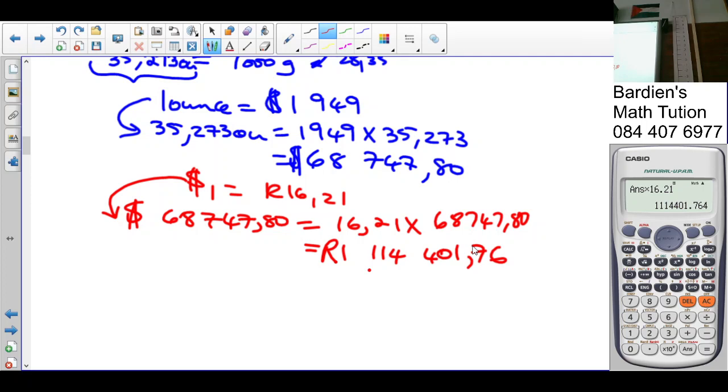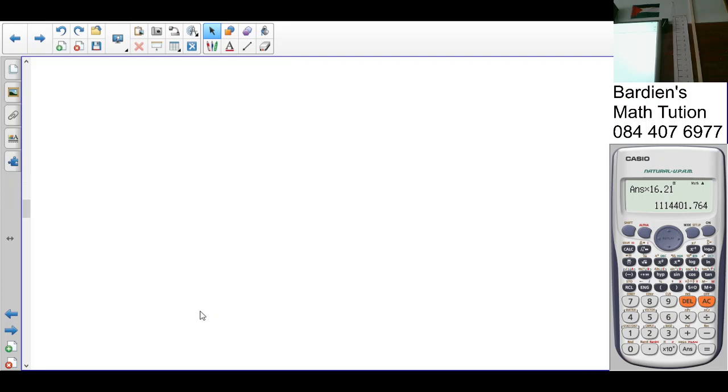So 1 kilogram gold bar will be worth, at these figures, 1,114,401.76 rand. Okay. Any confusion at this point? Any questions with regards to this question paper? No? All right. And that's the end of this paper.